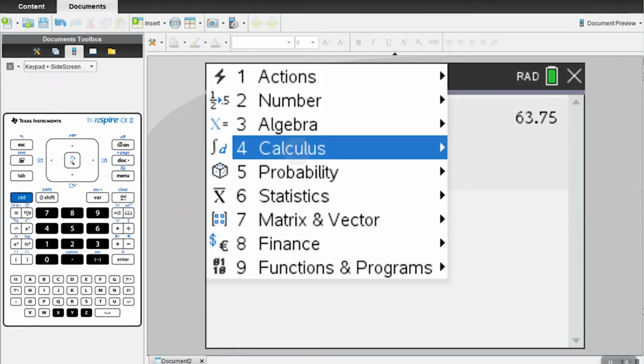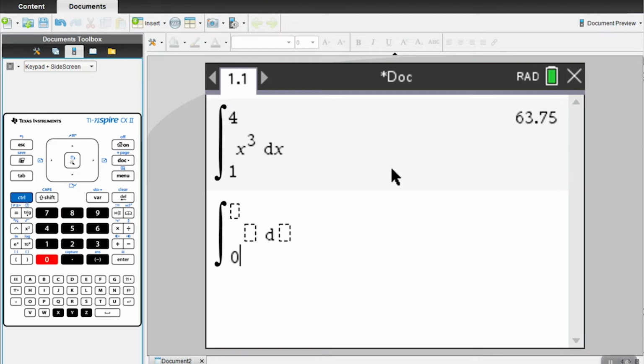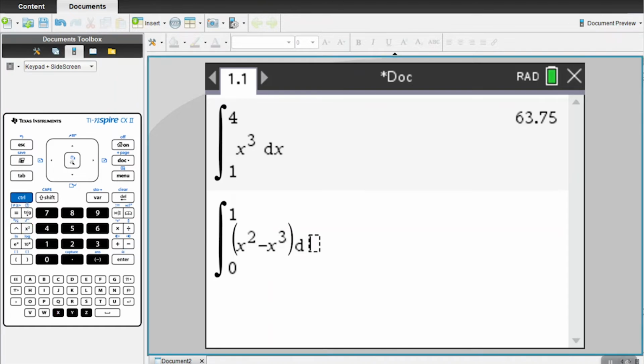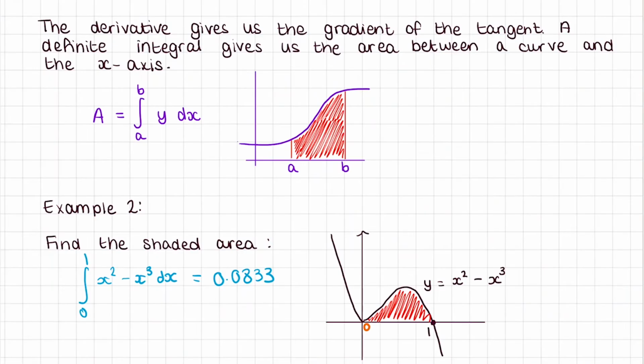We need to go to menu, number 4 calculus, number 2, and just put in our information. So it's going from 0 to 1, and our equation is x squared minus x cubed dx. Press enter, and the area is 0.08333 recurring. And there we have our answer.